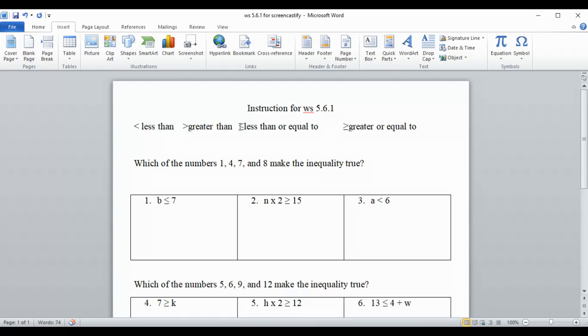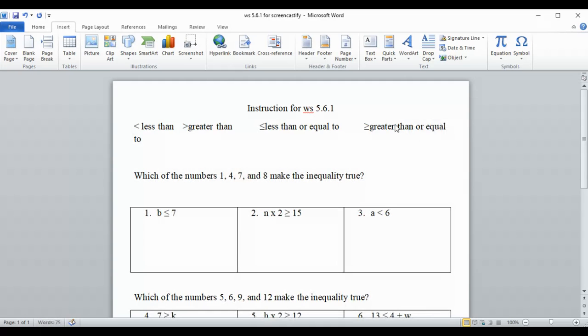So I like to go over those just to keep them fresh in your mind. You might even write them down and keep them in front of you, put them in your binder so that you know that this means less than when the point is on the left, and when the open side is on the left, it means greater than. If we add half of an equal sign to it, it means less than or equal to, or greater than or equal to. So I didn't write the word than in there.